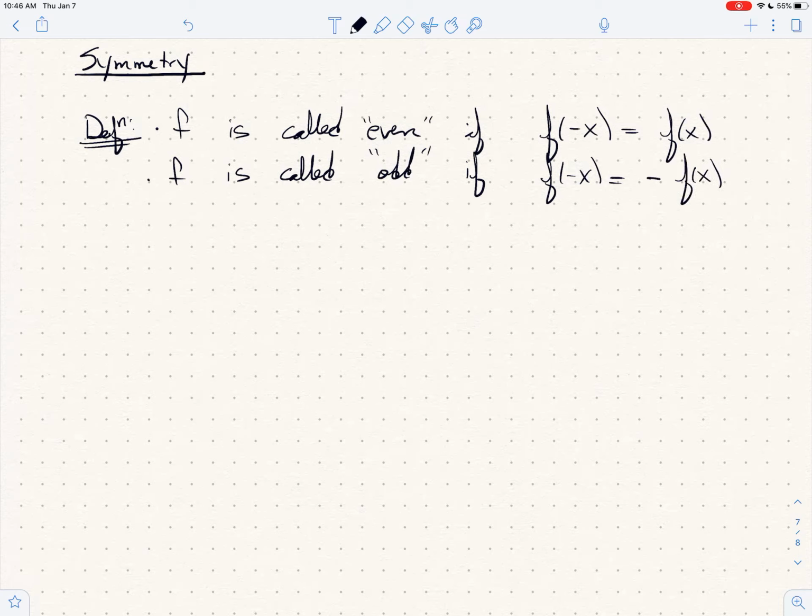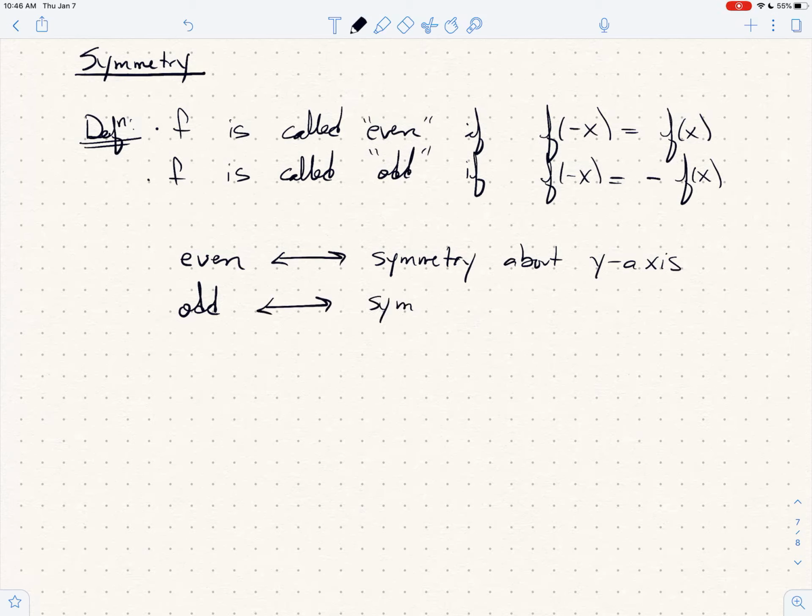And I'll explain in just a minute what that means in a little more detail, but I want to go ahead and say f is even if and only if there is symmetry about the y-axis, and f is odd if and only if there is symmetry about the origin. Okay, so what do I mean by these things? Well, let's actually focus less on the algebra for now and more on the symmetry, and then we'll come back to this part of it, okay?